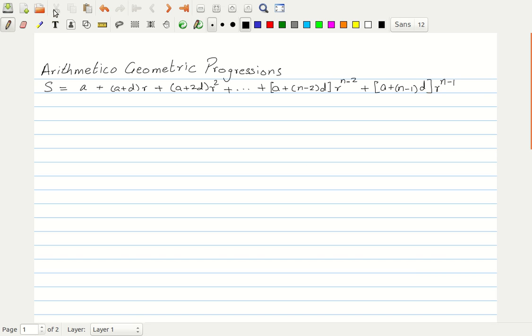So let us consider this arithmetic progression. AP is a plus d, a plus 2d, and the nth term would be a plus n minus 1 d. And if you take GP as 1, r, r square, and the nth term as r to the power n minus 1, you multiply each of these corresponding terms and you get an arithmetic or geometric progression. Now, how to sum this progression?